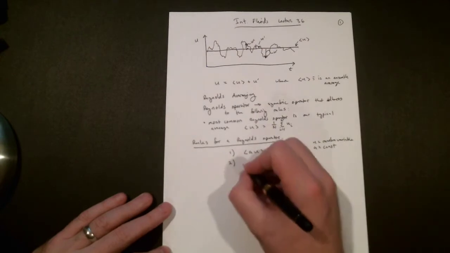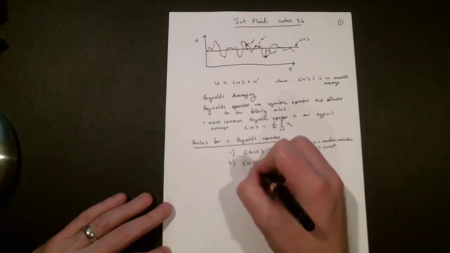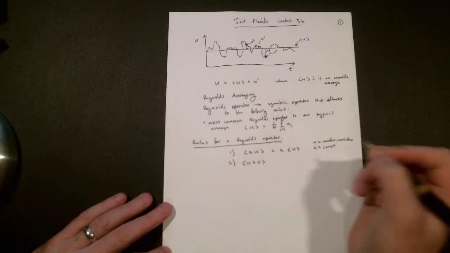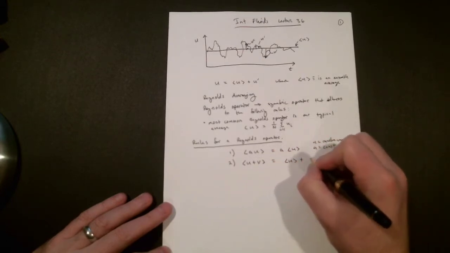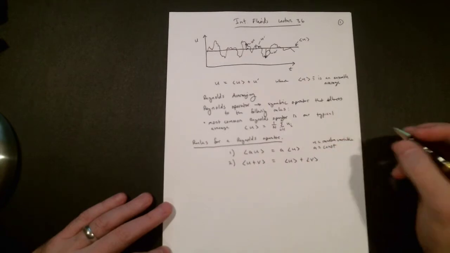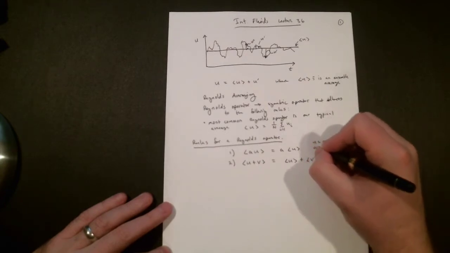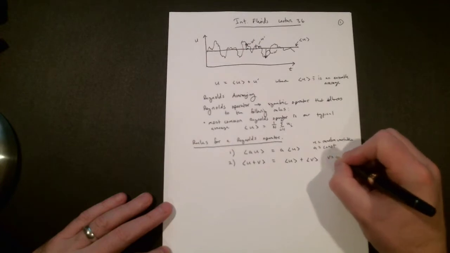We should also, if we have two random variables, say u plus v, say two velocity components, be able to separate these out and write them as the average of u plus the average of v in a very straightforward manner, where now we also have v as a random variable.